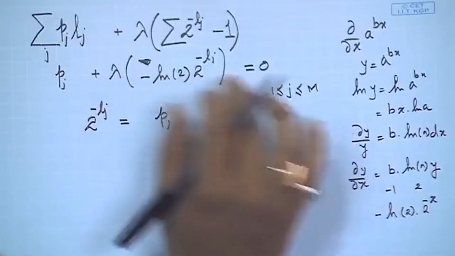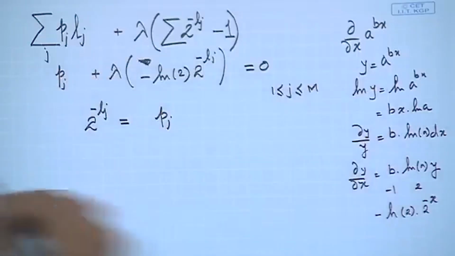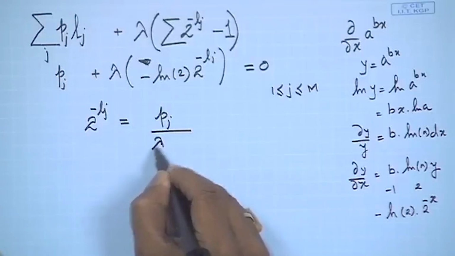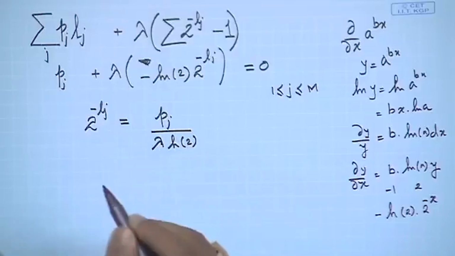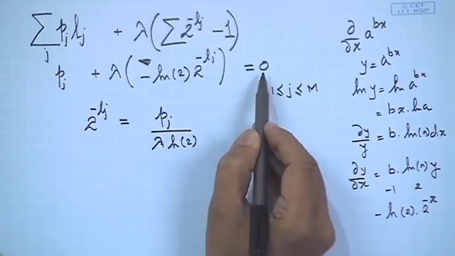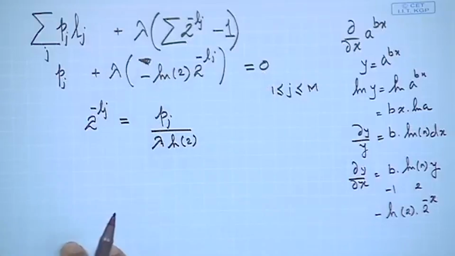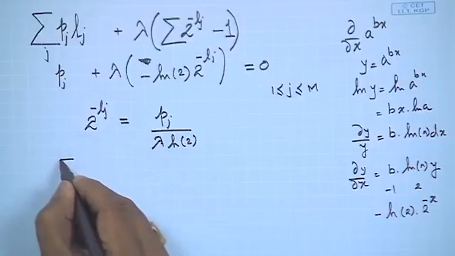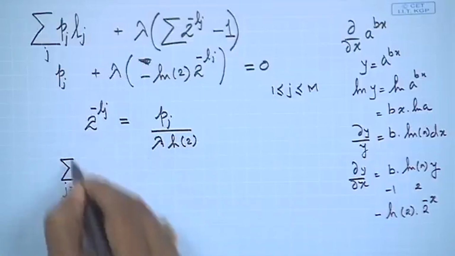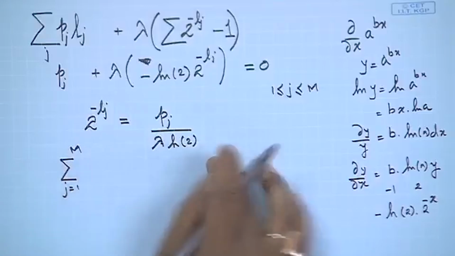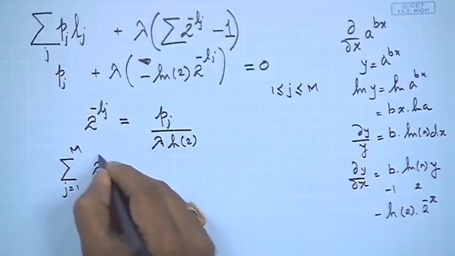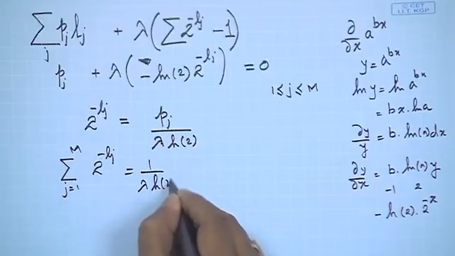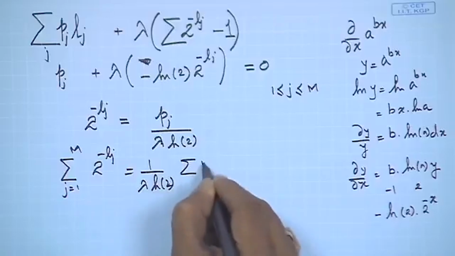We take P_j on the left, take away the minus sign: P_j upon lambda ln 2. Because of this minus, it is a plus on both sides. Now we can take the summation from j equals 1 to m on both the left-hand side and right-hand side. So, the sum of 2 to the power of minus L_j is equal to 1 upon lambda ln 2, which is not a function of j, times the sum over P_j.